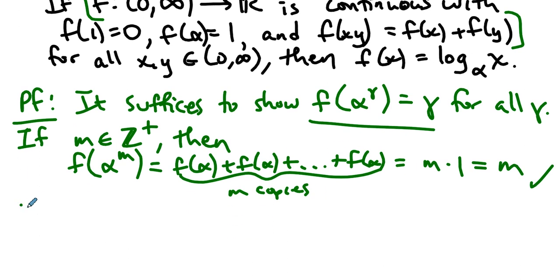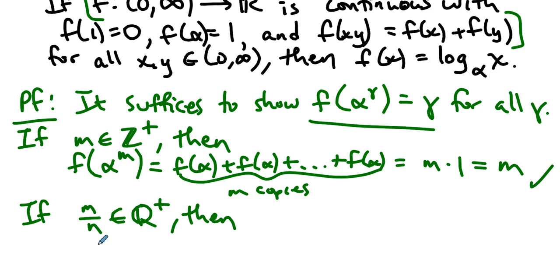Well, what if m over n is a positive rational number? Is it still true that f of alpha to the m over n is m over n? Well, consider the following. Consider that m is f of alpha to the m. We established that up here, and since we established that, we can use it.